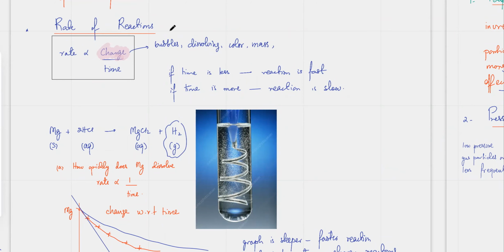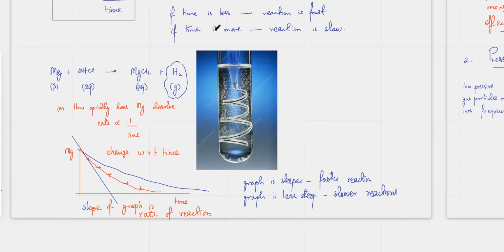And I told you it could be any change: bubbles forming, dissolving, color, mass. So if the color changes very quickly, it's a fast reaction. If it takes a long time, it's a slow reaction. So I told you that when you talk about rate of reaction, you always plot a change that's happening with respect to time. And that change could be anything. It could be a color change.